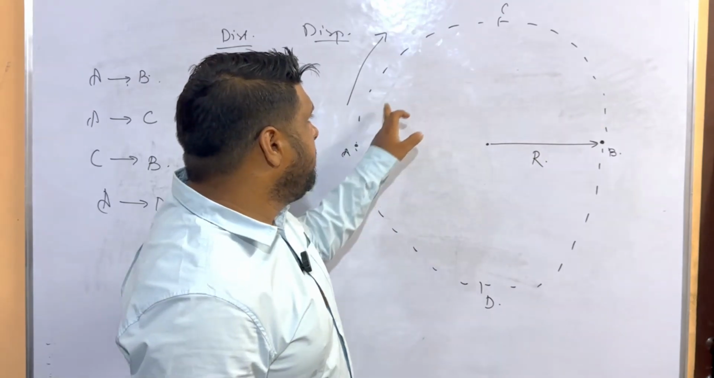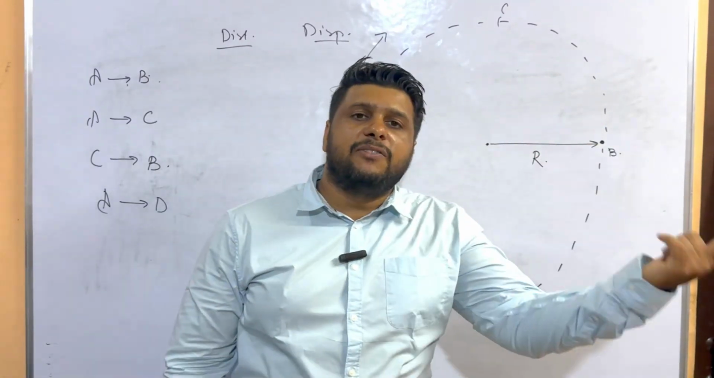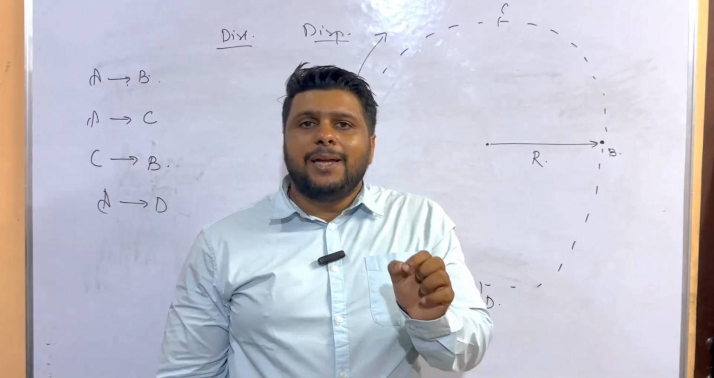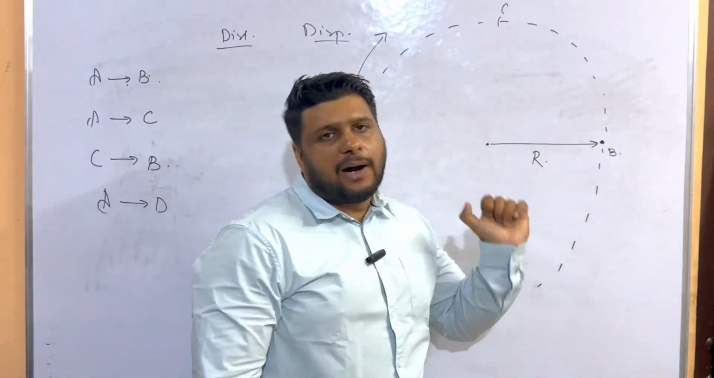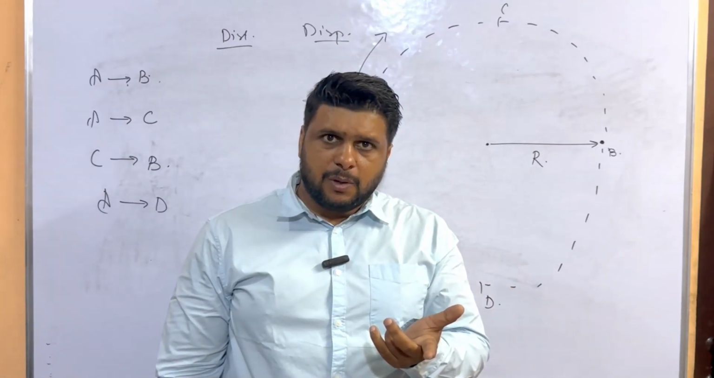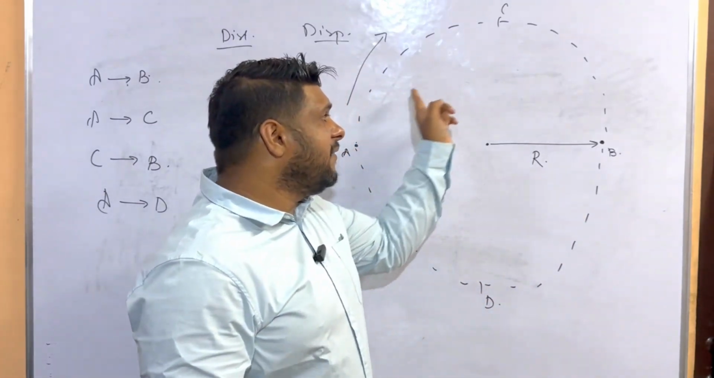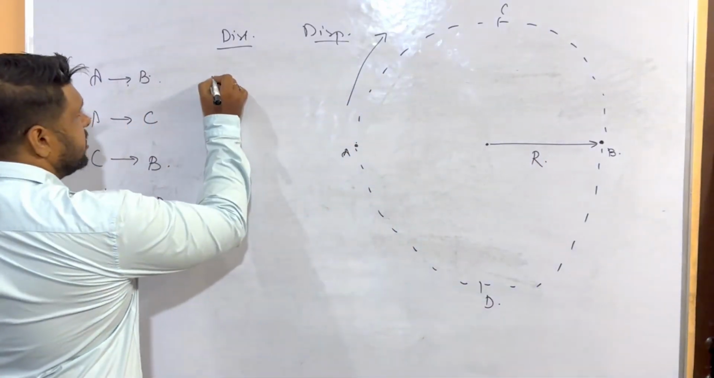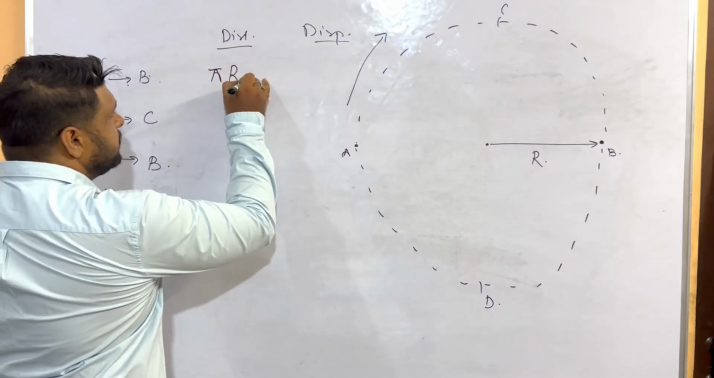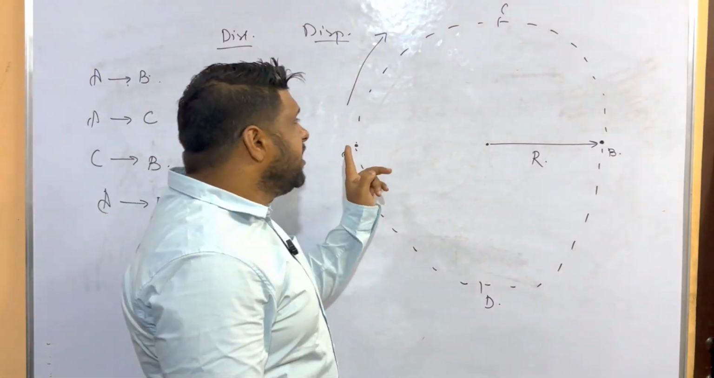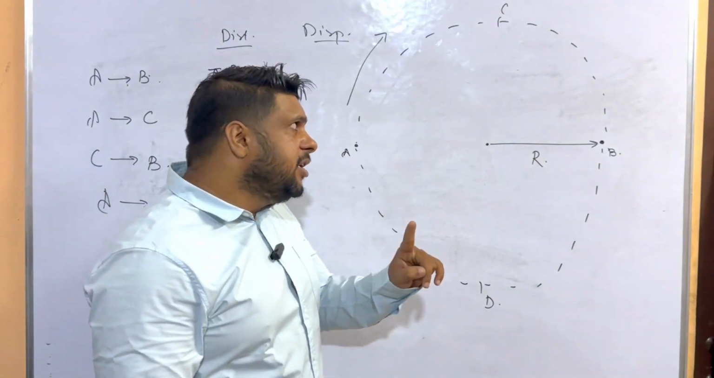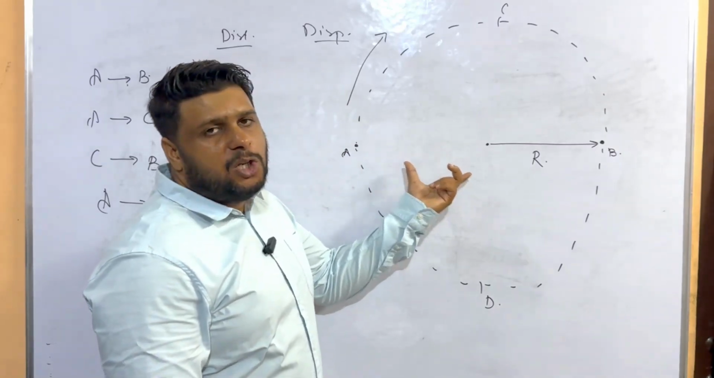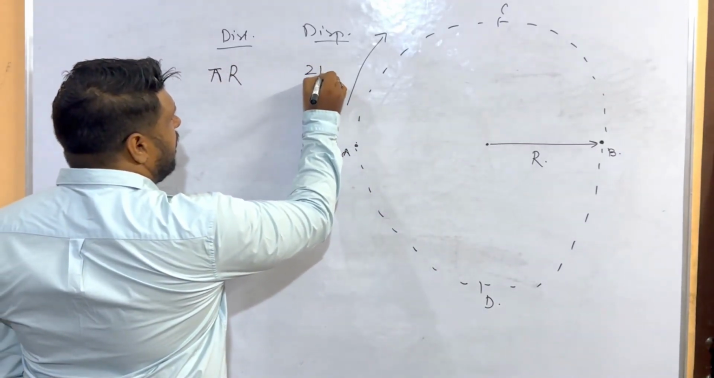The length of this path is given by the circumference of a circle, which is 2 pi times the radius. The radius is r, so it will be 2 pi r. But here it has not traveled the whole circle, it has traveled half, so the distance is going to be pi r. What about displacement? Displacement is the shortest path between the initial and the final position. From A to B, if this is r, this is also r, so the displacement is the diameter, twice r.